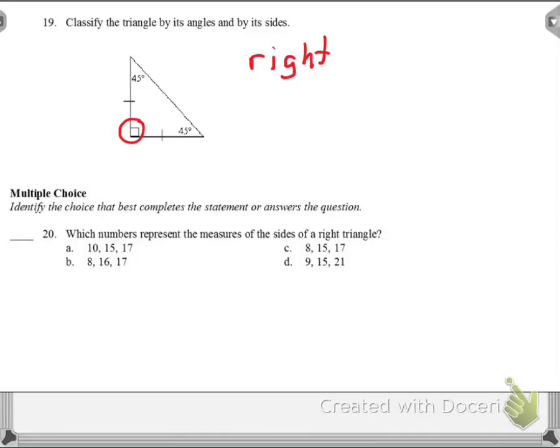Okay. Then I'm going to look at the sides. I notice I've got congruent marks. That means two of these sides are the same. But also, I've got two angles the same. Two angles the same means isosceles. Two sides the same also means isosceles. So this is a right isosceles triangle.